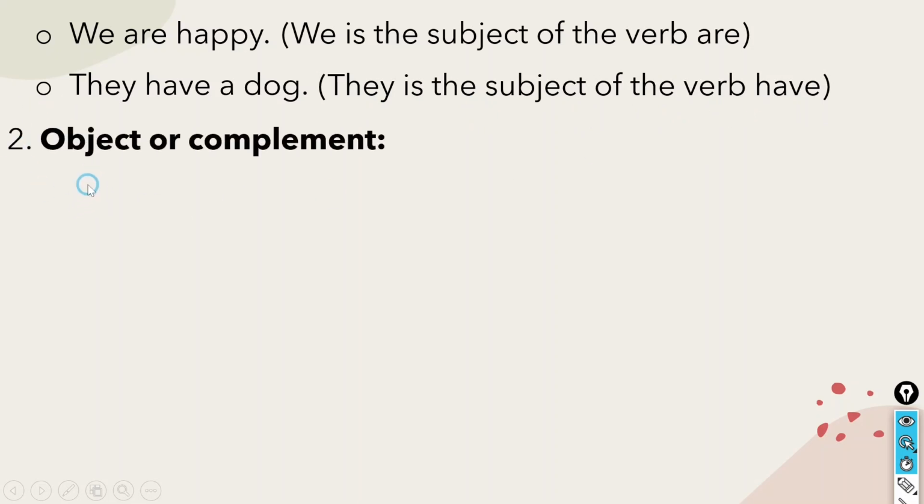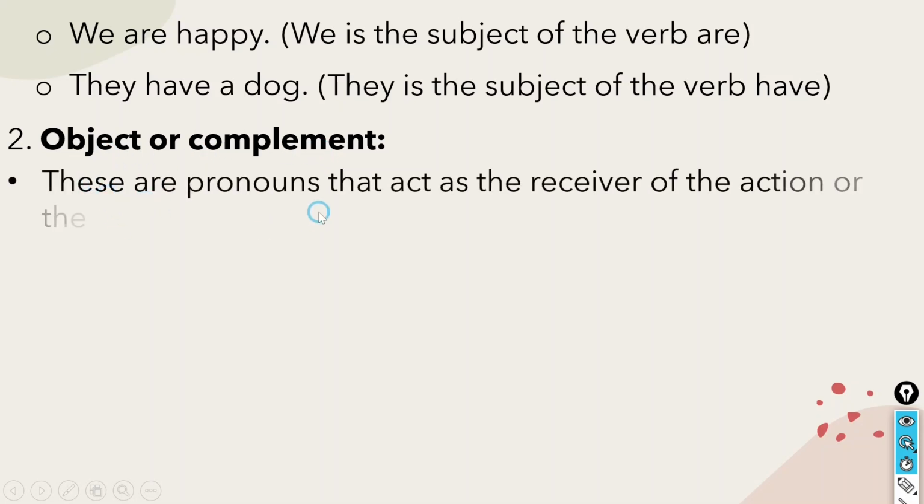The number two role of a pronoun in a sentence is acting like an object or complement. So a pronoun can work as an object or complement in a sentence. What does this mean? These are pronouns that act as the receiver of the action or the description. In a sentence, there can be pronouns that are the receiver of the action happening in the sentence, or the receiver of the description. Whatever description is given in a sentence, what receives that description becomes the object. So they play the role of the object or the complement.